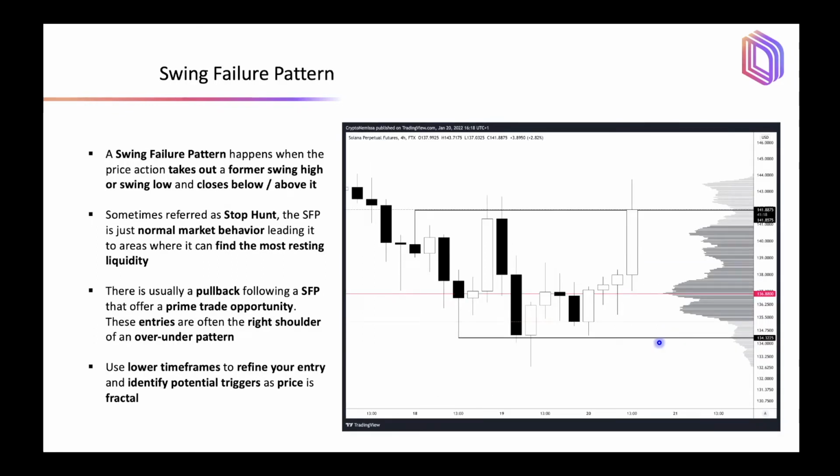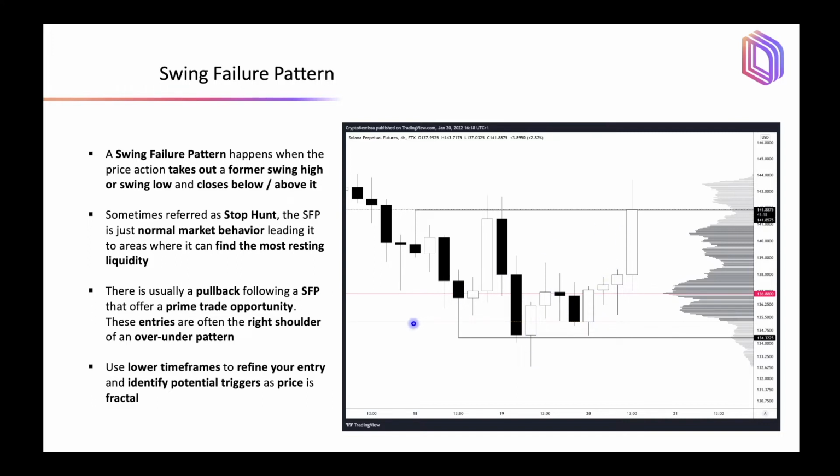Swing failure pattern. SFP, in short, happens when the price action takes out a former swing high or former swing low and closes below or above it. So in this example, we have two SFPs, one here and one here. Here we have a former swing high, and we see that the market takes out the swing high and reverts on the other side. So it is a finished auction. And here we have a former swing low, and this swing low is taken out by the market, and we revert on the other side.